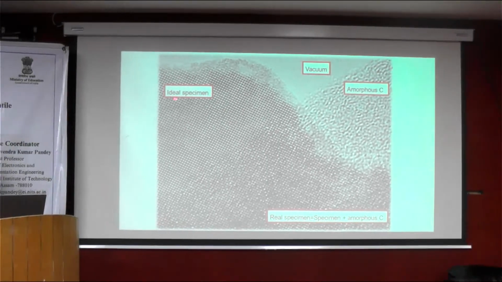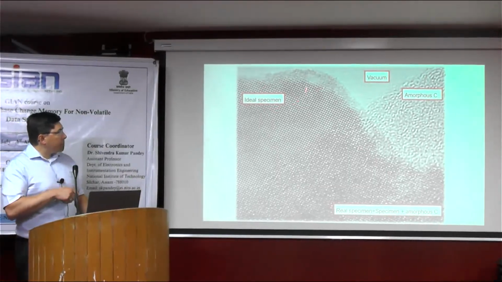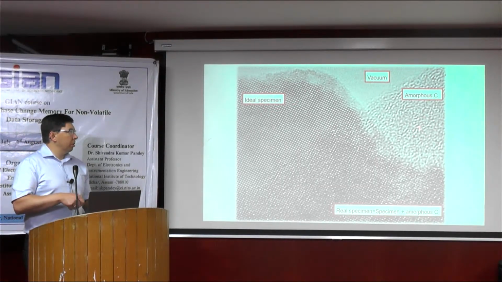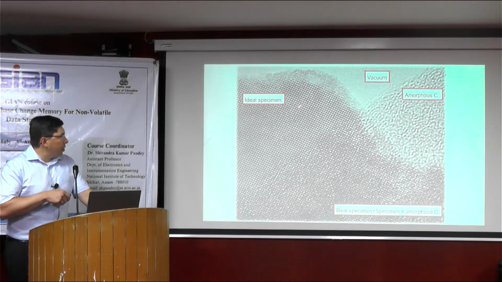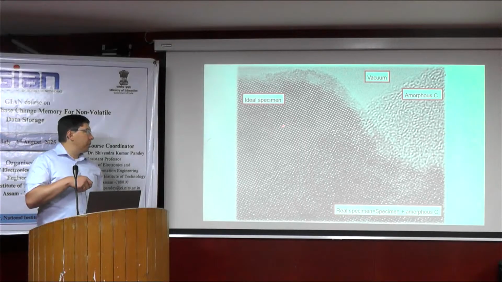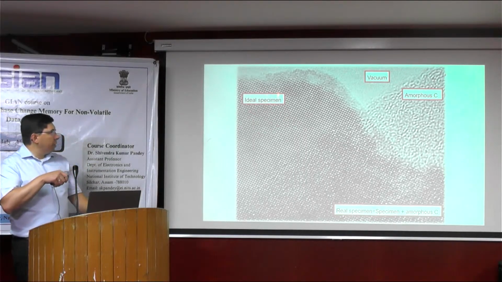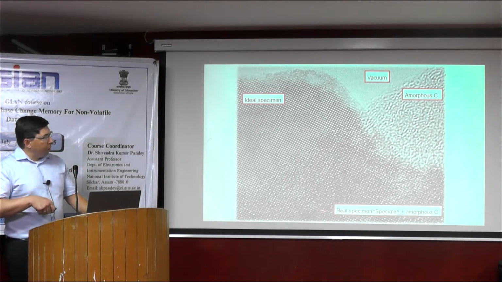No ordering in this, so it comes from the TEM support. Then we see our ideal specimen. We know this is the support, this is the vacuum, and this is our specimen. This is nice. It has very nice contrast. You can distinguish between atomic columns. Maybe you have some amorphous layer on top, but it's not too much. It's a pretty nice area.